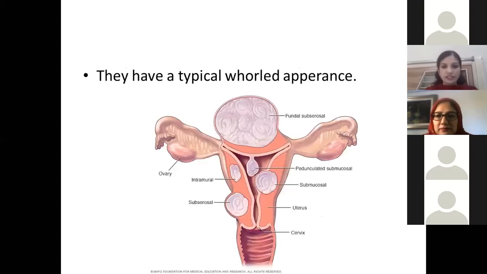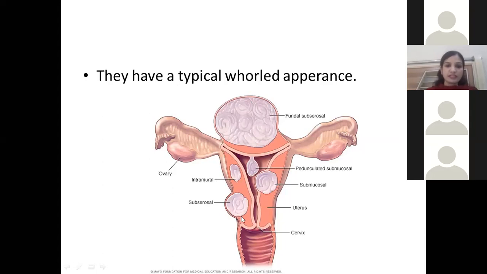Now, this is the picture showing you the typical whorl appearance of the fibroid. You can see in this picture. Now, this is the myometrium. Okay, the fibroid that is present in the myometrium is the intramural fibroid. This is the intramural fibroid, and that is arising from the outer part of the myometrium, in the serosa, that is the subserosal fibroid. Now, this is the subserosal fibroid. This is another subserosal fibroid, but the location of the fibroid is in the fundal area of the uterus.